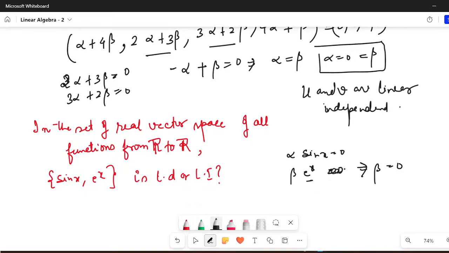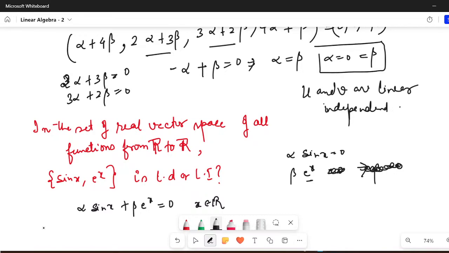Or let us try to add them up and write things up. So let me write alpha sin x plus beta e to the power x equal to 0, right? Now this is true for all x belongs to R. If I'm saying that sin x and e to the power x are linearly dependent or linearly independent, for all x belongs to R, then alpha sin x plus beta e to the power x should be equal to 0. If they are linearly dependent, then alpha and beta should not be equal to 0. And if they are linearly independent, then alpha and beta should be trivially 0.